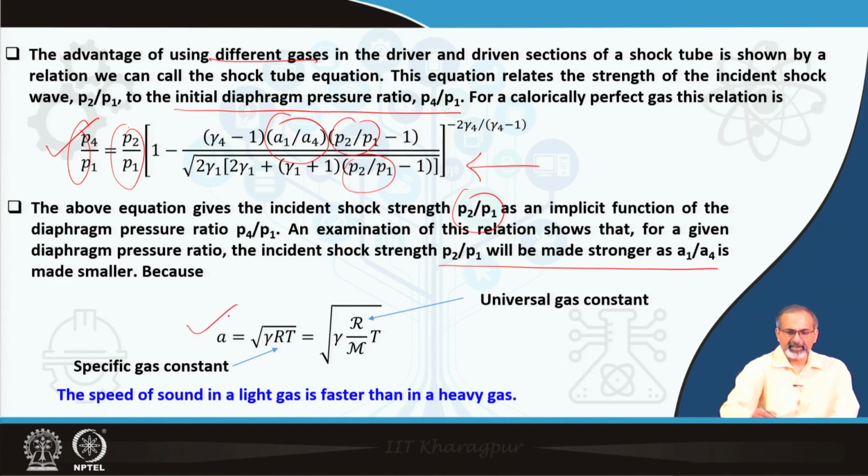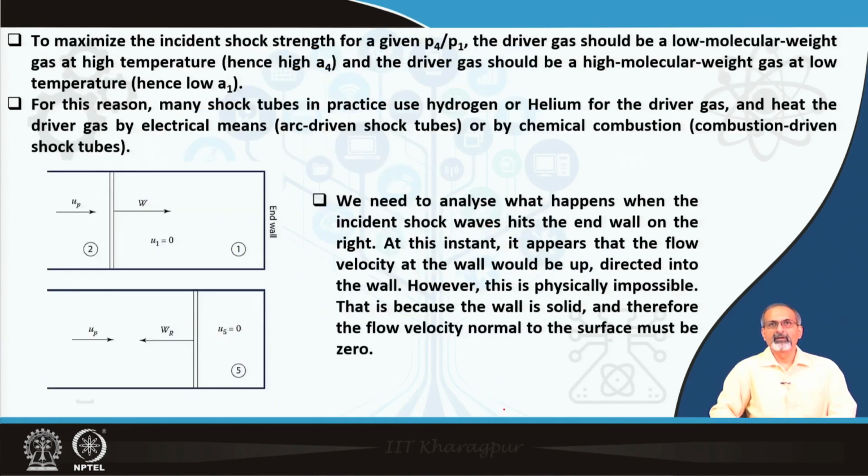Now, from the definition of a, we know it is nothing but the square root of gamma R T, where this R is the specific gas constant, while the other R is the universal gas constant with the molecular weight of the gas in the denominator. Based on the molecular weight in the denominator, we can easily see that the speed of sound in a light gas is always faster than in a heavy gas. This gives a very valuable clue that to maximize the incident shock strength for a given P4 by P1, the driver gas should be a low molecular weight gas at high temperature.